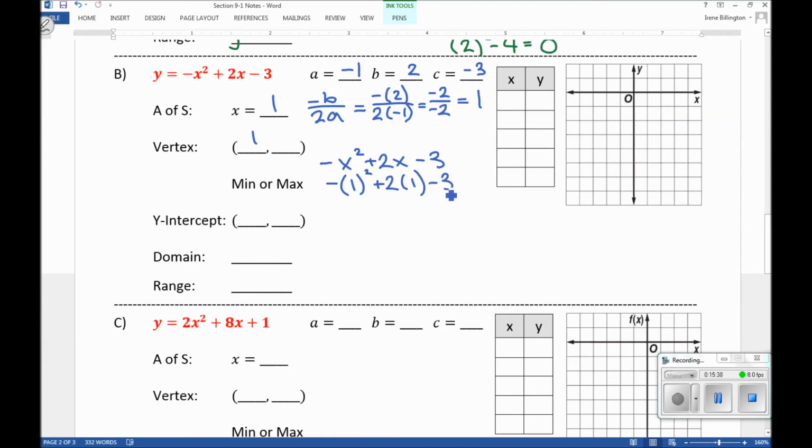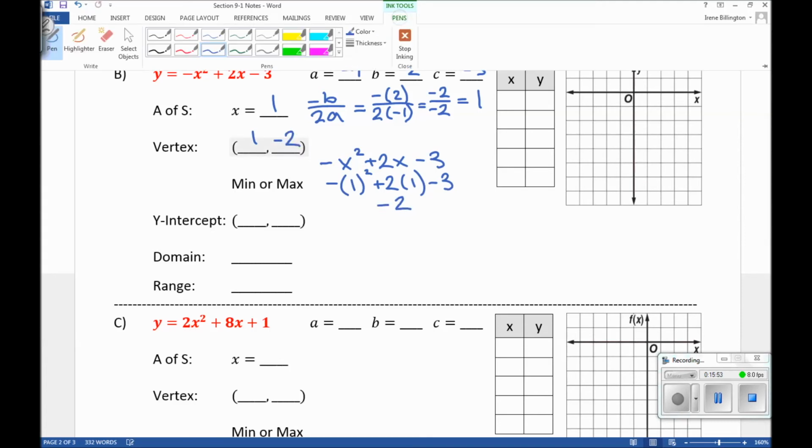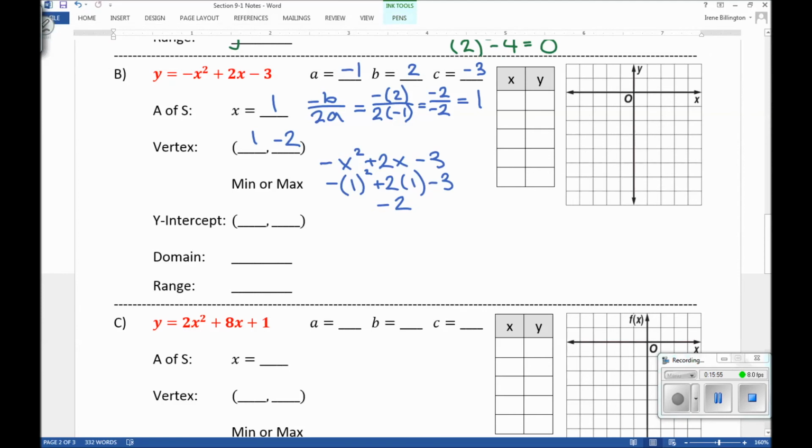Notice that the negative that was in front of the x squared stays out there in front of my parentheses, okay? You can type this into your calculator or do it mentally. You should end up with -2. So the y value of my vertex is -2. Take your vertex, put it in your table. 1, -2 is going to be my vertex.